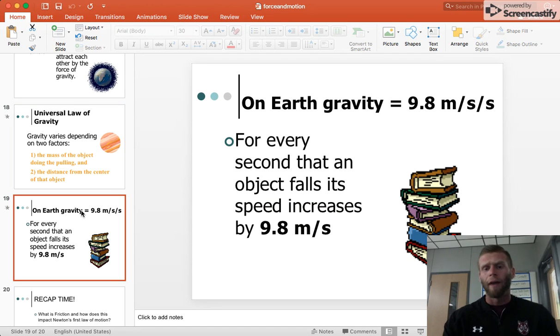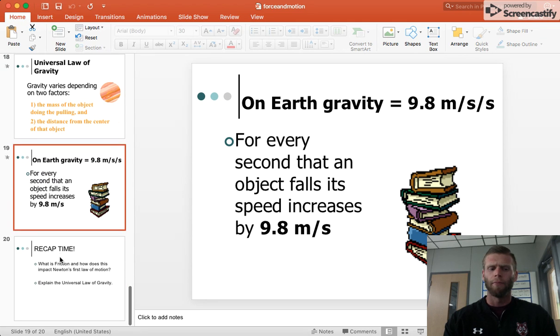On Earth, our gravity is 9.8 meters per second per second. That's the force pulling on us. For every second an object falls, its speed increases by 9.8 meters per second. Pretty cool to think about.